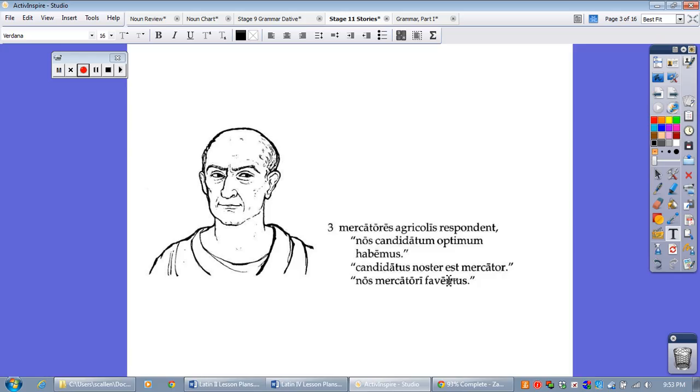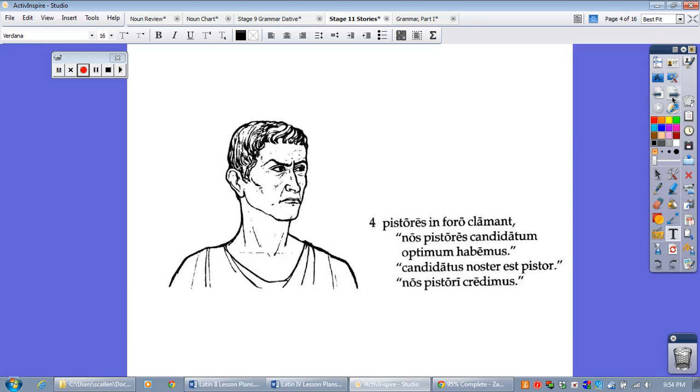Now, you might be scratching your head saying, but Mr. Allen, why isn't mercatori in the accusative case? Because that really sounds like a direct object to me. And if you're asking that question, you are very, very wise beyond your years.